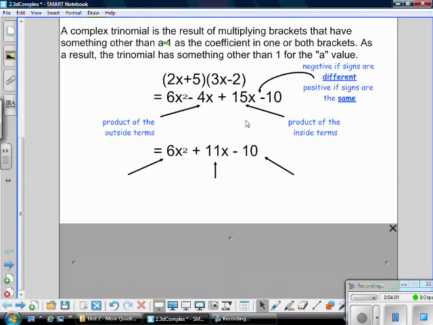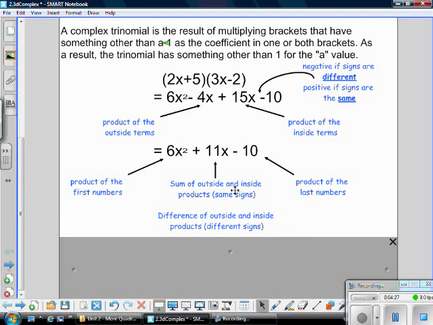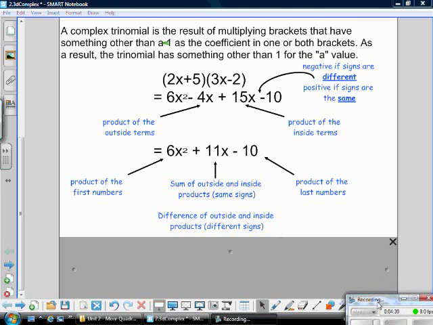Now, using that information, let's take a look at this one. We know that this is the product of the first two numbers, the 2x and the 3x. So that's where that number comes from. The 10, I know, is the product of the last numbers, in this case 5 and 2. And that middle number is the sum of the outside and inside products if the signs are the same, or the difference of the outside and inside products if the signs are different. You're still probably quite confused, and don't worry about it, because when we do a lot of examples on the next page, it'll be a little bit easier for you.